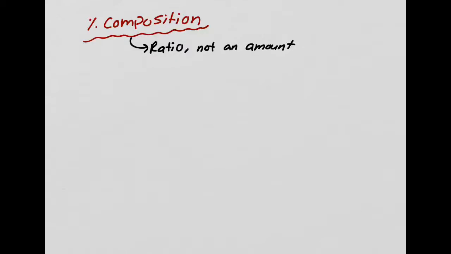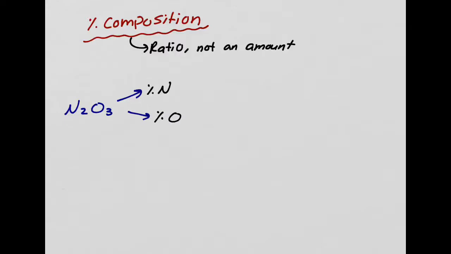And usually when we say percent, we mean mass percent. So percent is a ratio, not an amount, and usually we mean mass percent. Okay. Now, let me give you a compound, N2O3. What I want to figure out is the percentage of nitrogen in this compound and the percentage of oxygen in this compound. So far so good? Okay.